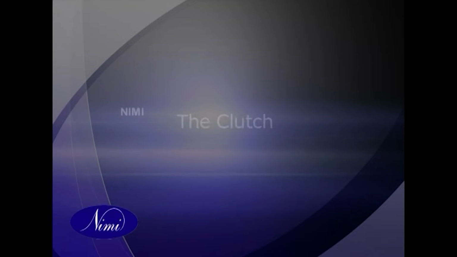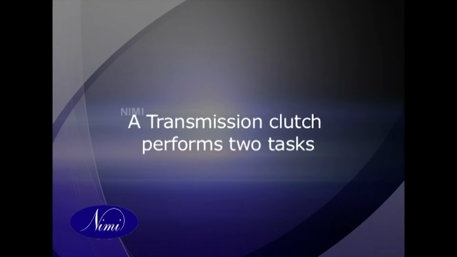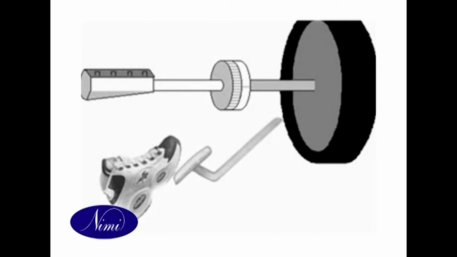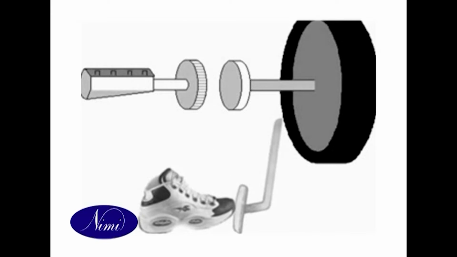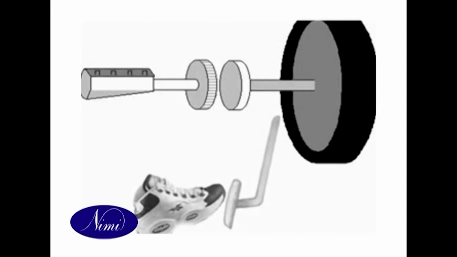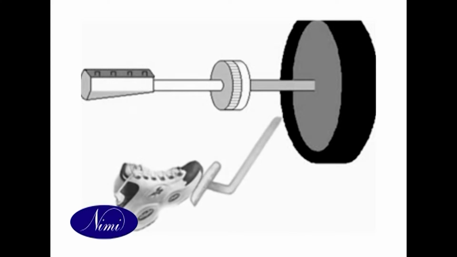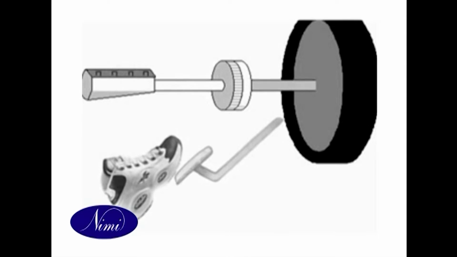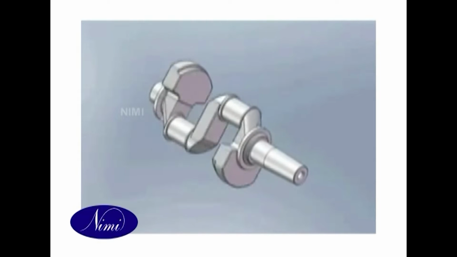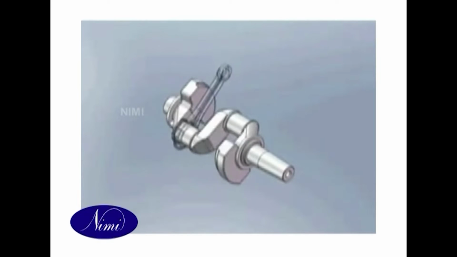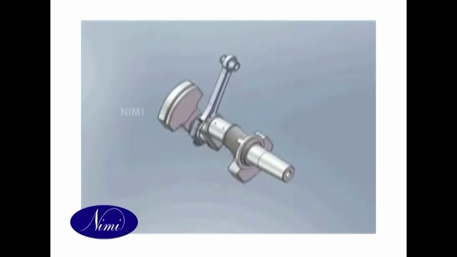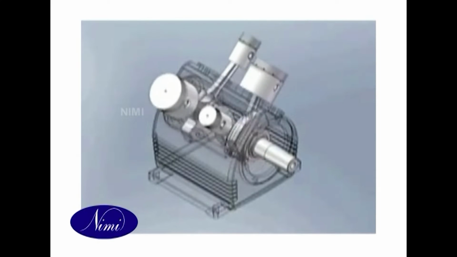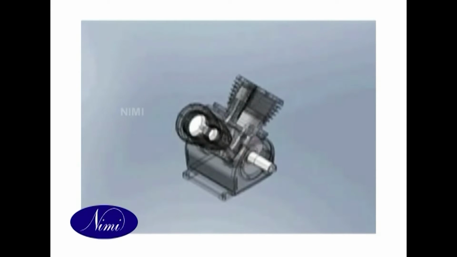The clutch. The transmission clutch performs two tasks. It disengages the engine from the transmission to allow gear changing. It is a means for gradually engaging the engine to the driving wheels. When a vehicle is to be moved from rest, the clutch must engage a stationary gearbox shaft with the engine. This must be rotating at a high speed to provide sufficient power, otherwise the load will be too great and the engine will stall or come to rest.